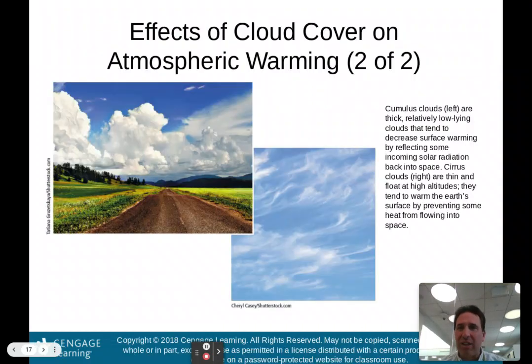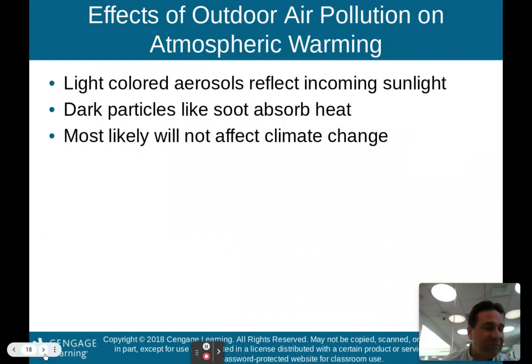So, cumulus clouds on the left are thick, relatively low-lying clouds that tend to decrease surface warming by reflecting some incoming solar radiation back into space. Cirrus clouds are thin and float at high altitudes. They tend to warm the Earth's surface by preventing some heat from flowing into space. So what we're saying is that we may see more cirrus clouds compared to cumulus clouds, and that could also increase warming. What about the effects of outdoor air pollution?